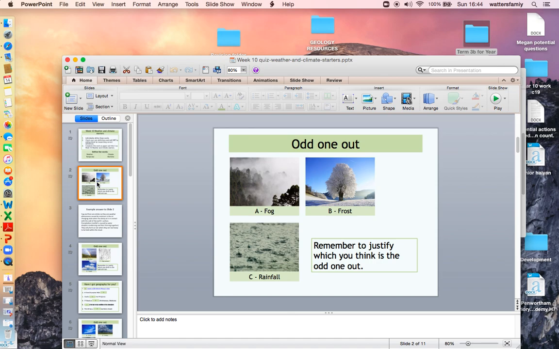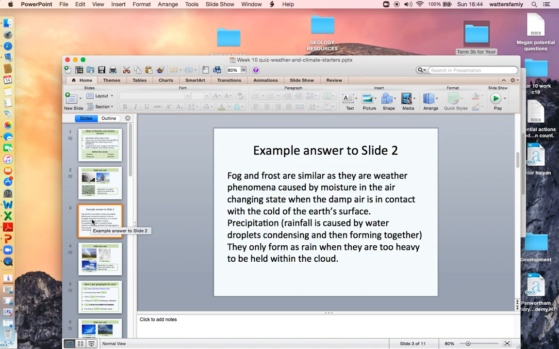Okay, so here goes. And when you actually try to decide how they're different, what's the difference, you have to use the word justify. In other words, you've got to explain what's going on. So what I've done is I've given you an example for the first one. Okay, so the odd one out between fog, frost, and rainfall. So click onto the third slide, and you will see that I've given you a bit of an answer. It's not perfect, but they are trying to get for you to understand how to put an answer together.